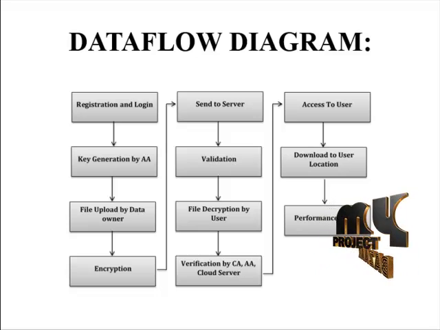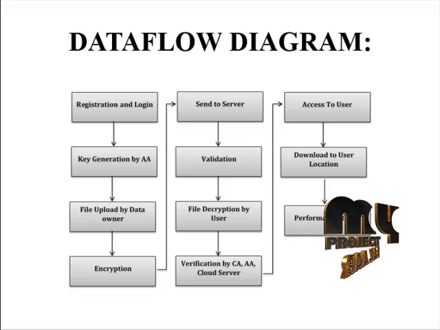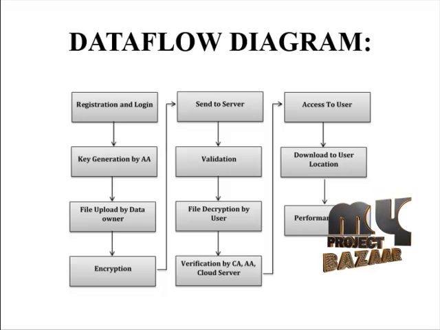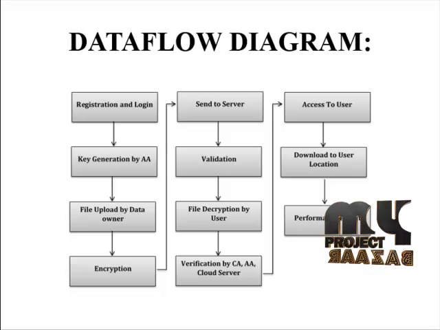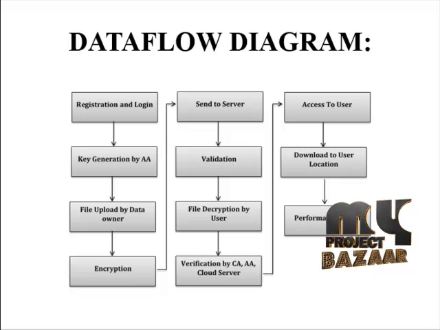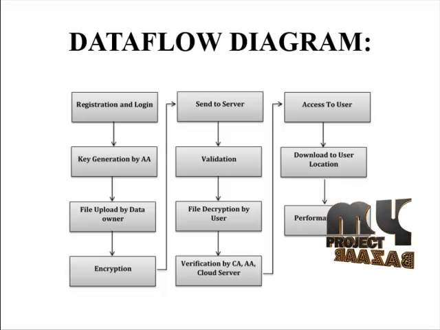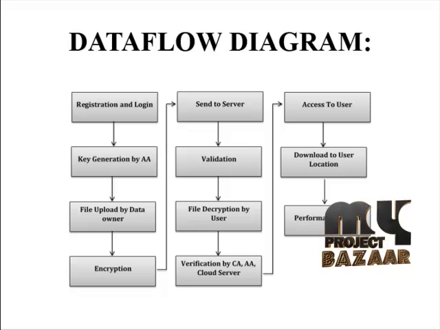In the data flow diagram, first of all, the user has to search for the file in the cloud, and after that, download the file. For that, initially, the user should have an account. They create a registration and get their username and password for login. After that, the attribute authority generates the key for each user who has entered the process through a valid username and password. After that, the data owner uploads the files to the server.